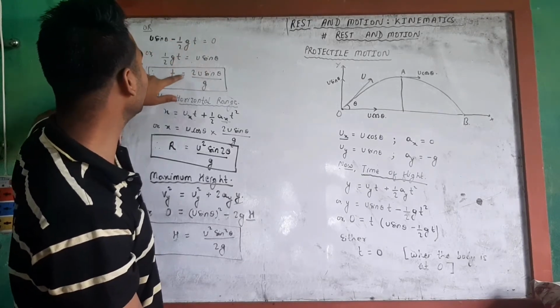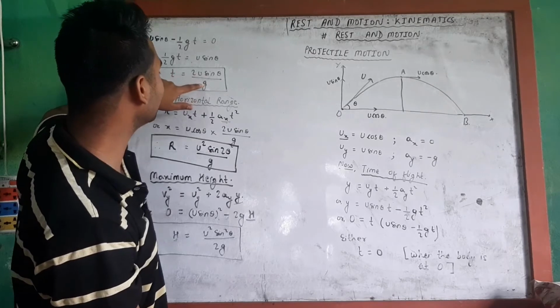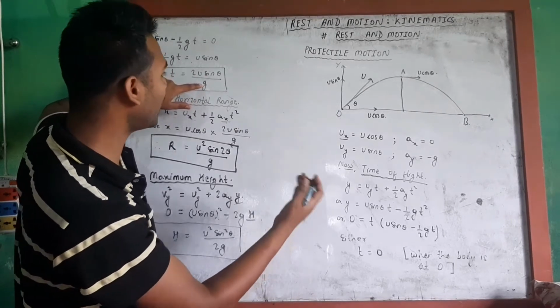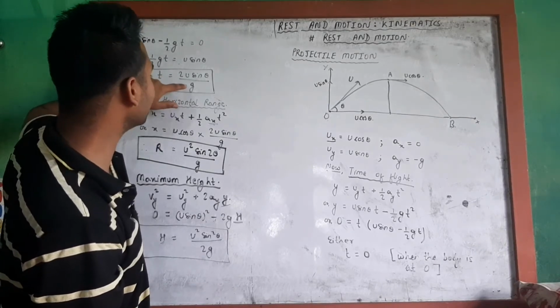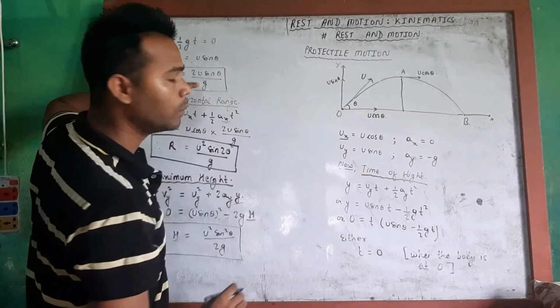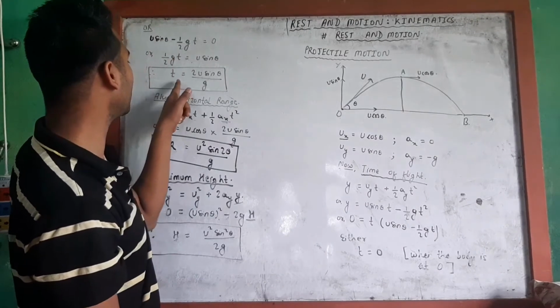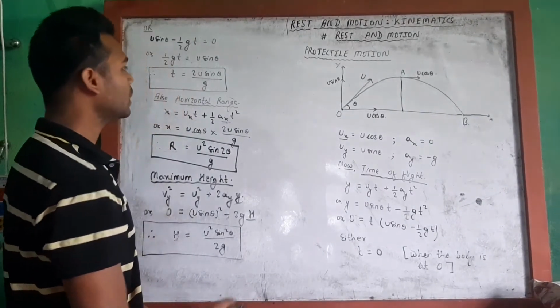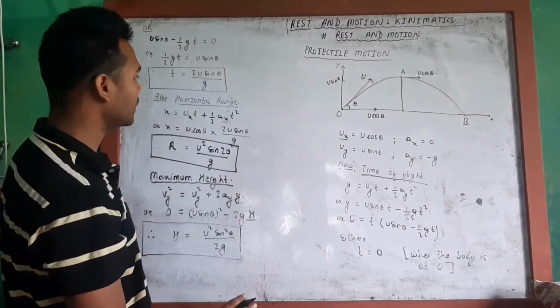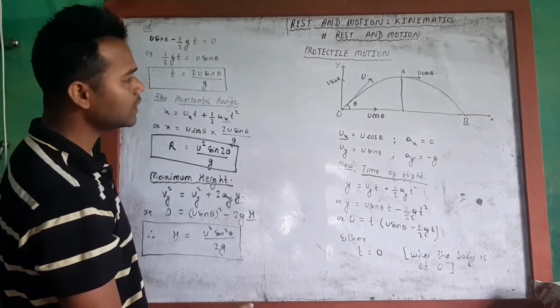This gives t is equal to 2u sin theta over g. That means the next time the y coordinate will be 0 is at t equals 2u sin theta over g. This is for the body at point B. That's why this expression gives the total time of flight for the projectile motion. Now, the horizontal range.